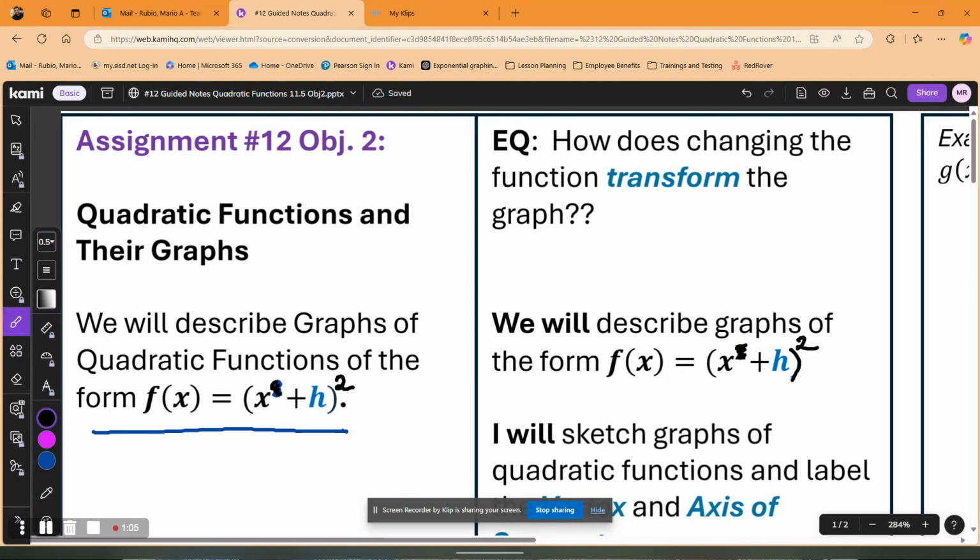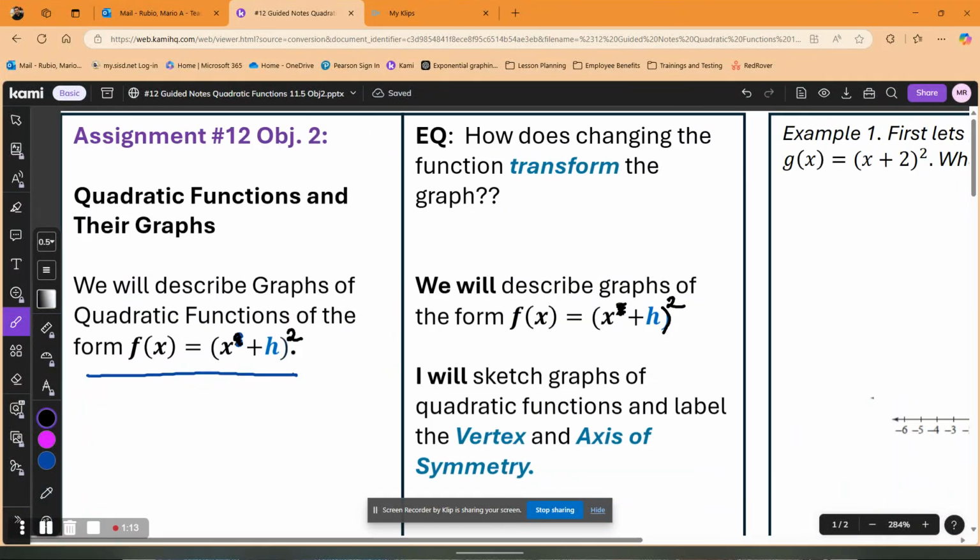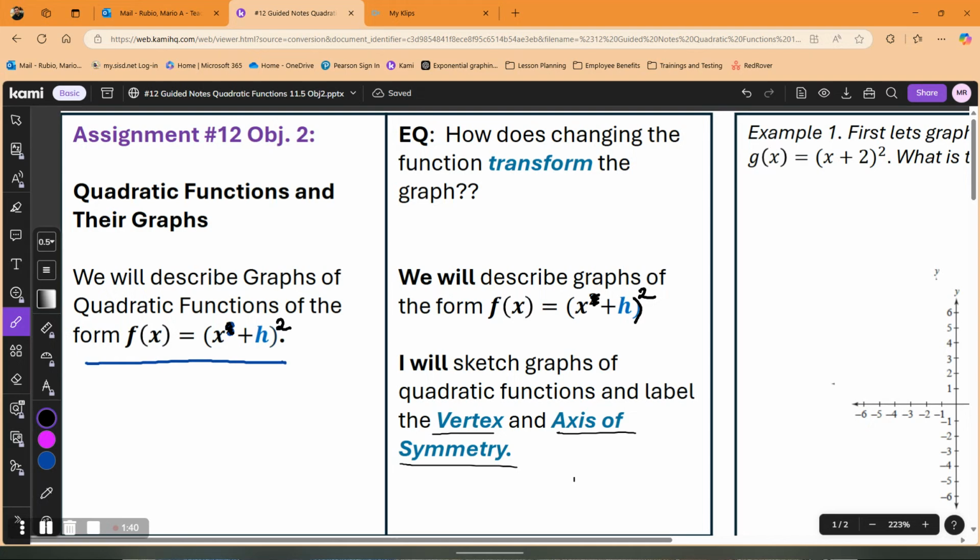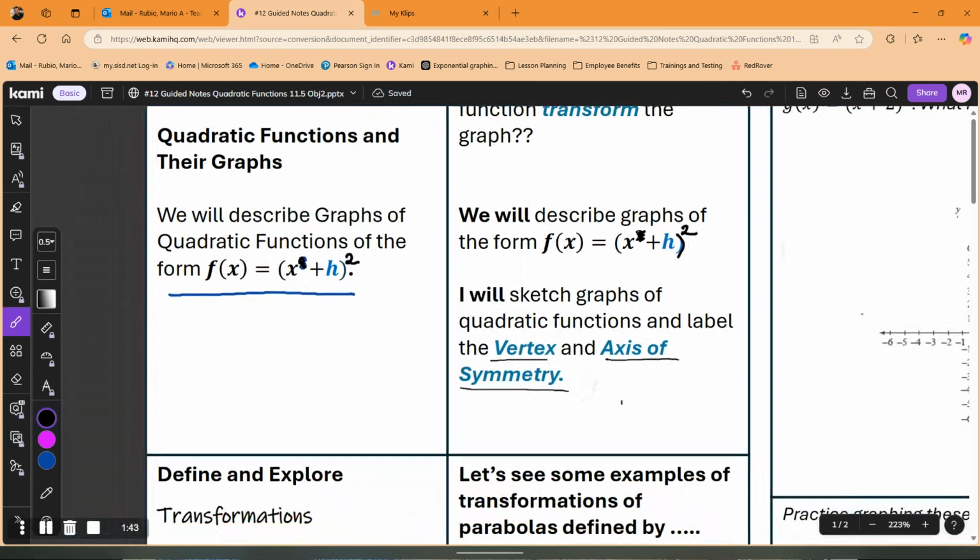We're going to look at the quadratic functions of the form f of x equals (x plus h) squared. The question we should be asking ourselves as we watch the video is, how does changing the function transform the graph? We will describe graphs of the form f of x equals parentheses x plus h parentheses squared. This little 2, that's how we say it, squared. You guys are going to sketch graphs of quadratic functions, and you're going to label the vertex and the axis of symmetry. You should be writing these down in your note sheet that Ms. Escobar has handed out to you all for today.